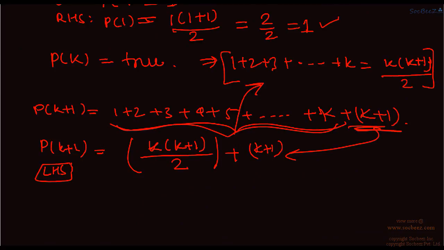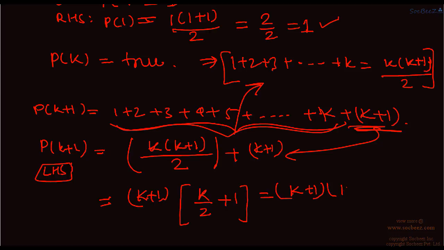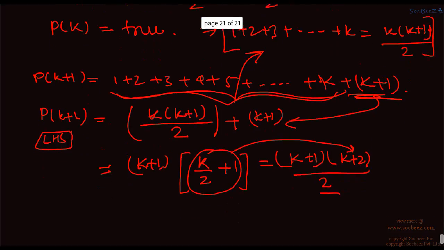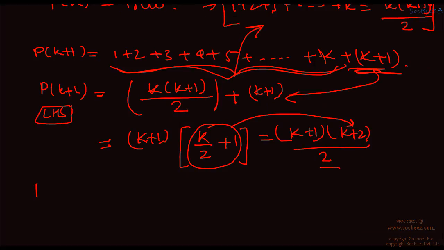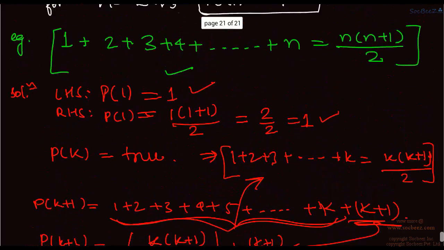Remember this. k plus 1 can be taken common from the two terms. So that will be (k plus 1) taken common, times (k by 2 plus 1). That will be (k plus 1)(k plus 2) by 2. The LCM will give you (k plus 2) by 2. Now, moving on to the RHS side. P of k plus 1 on the RHS side will be what? First of all, we'll see P of k.